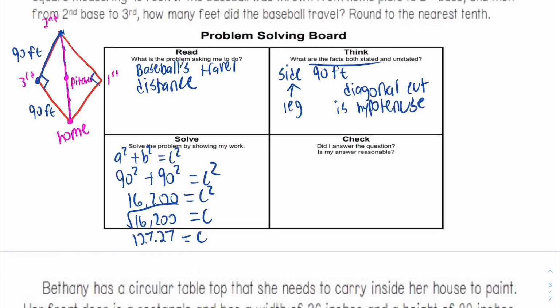127.27, well, rounds up to 127.28 feet. So across the middle of the diamond is 127.28 feet. But the ball didn't just go straight from home. It didn't only do this. It then went from the top of the diamond to the third base, which is plus 90. So we need to do 127.28 plus 90. Which will give us the final answer of 217 feet, 0.28.